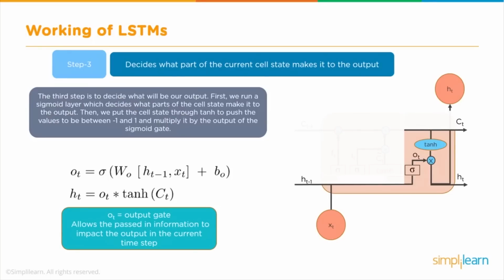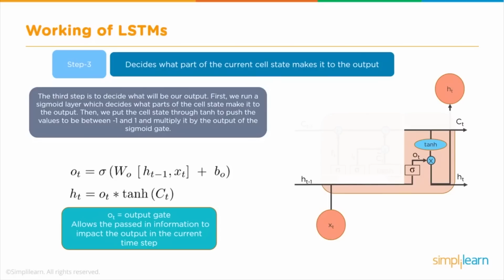Finally, we get to step 3, decides what part of the current cell state makes it to the output. The third step is to decide what will be our output. First, we run a sigmoid layer, which decides what parts of the cell state make it to the output. Then we put the cell state through the tangent h to push the values to be between -1 and 1, and multiply it by the output of the sigmoid gate. So when we talk about the output o of t, we set that equal to the sigmoid of the weight of o, of the h of t minus 1, back one step in time, and x of t, plus of course the bias. The h of t equals the o of t times the tangent h of c of t.